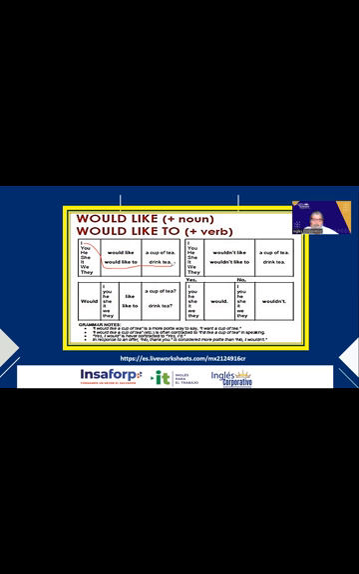Observen nada más esa diferencia. I would like to drink tea. Drink is a verb. Por ejemplo, si yo quiero decir, me gustaría un sandwich. I would like a sandwich. Me gustaría comer un sandwich. I would like to eat a sandwich. ¿Ven la diferencia entre solo would like y would like to? Yes. Okay. ¿Ya? Y así con cualquier sujeto. Esto no va a cambiar en ningún caso.